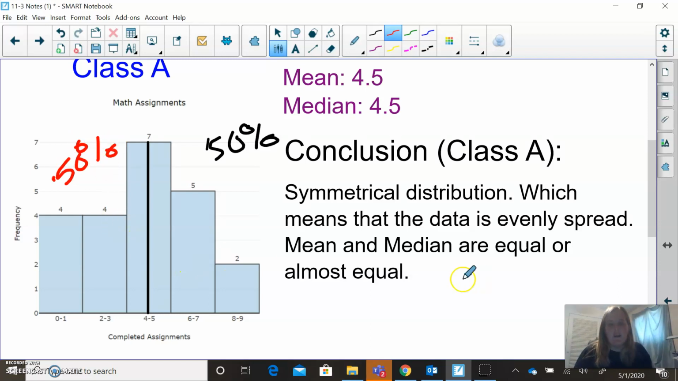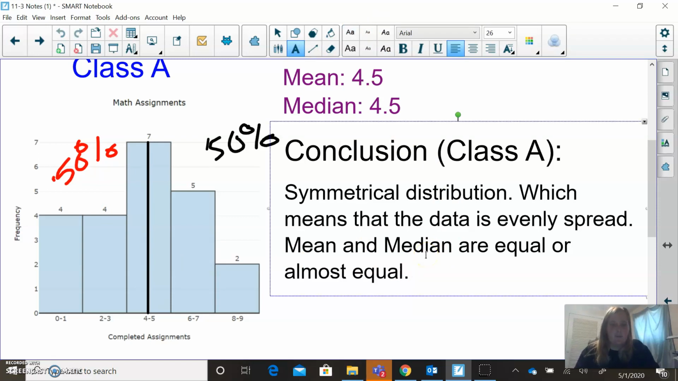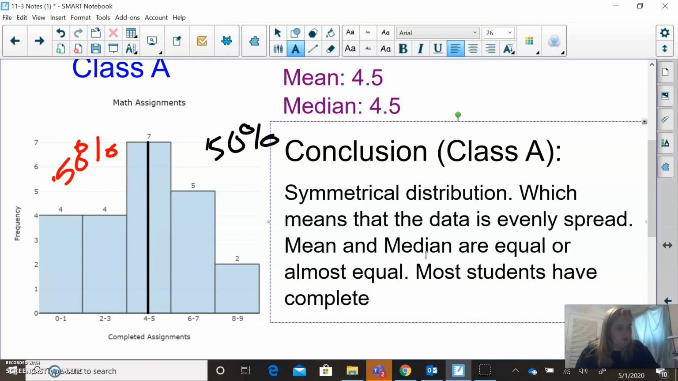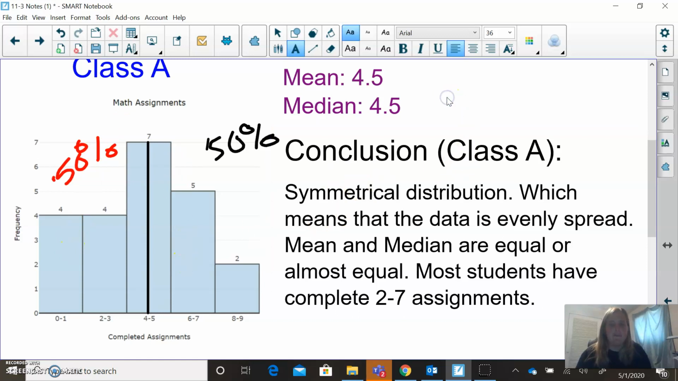So what we can say is that most students have completed 2 to 7 assignments. It's based in the middle. It's symmetrical, so we have both sides. So 2 to 7 assignments. Okay, all right, guys.